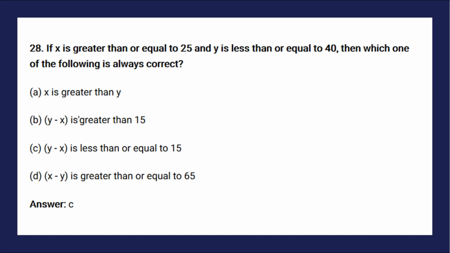Next question 28. If X is greater than or equal to 25 and Y is less than or equal to 40, then which one of the following is always correct? Option A, X is greater than Y. B, Y minus X is greater than 15. C, Y minus X is less than or equal to 15. D, X minus Y is greater than or equal to 65. And the answer is option C, Y minus X is less than or equal to 15.